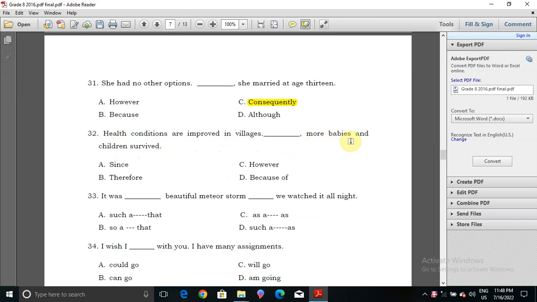Therefore, more babies and children survived. So the correct answer for question number 32 will be therefore.